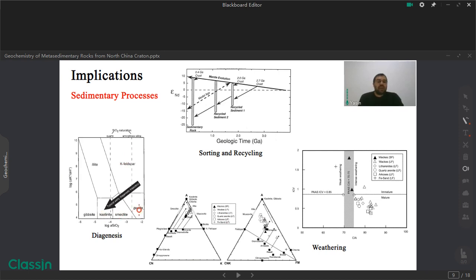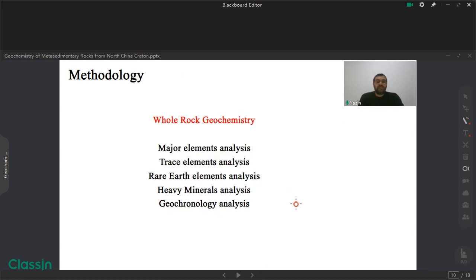So when we have these minerals as a product, it can help us to trace back the weathering, how this mineral was converted from feldspar. So it can give us a lot of information about that. Now, what methodology are we going to use?